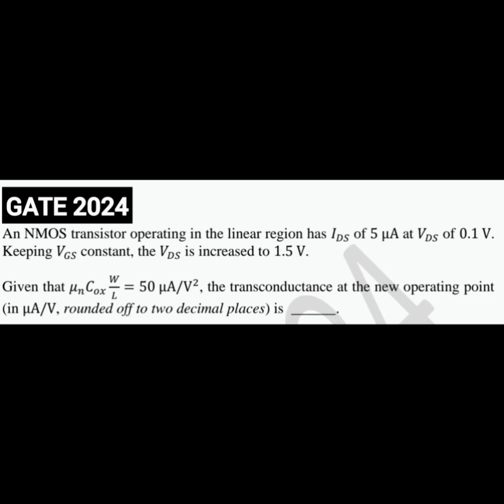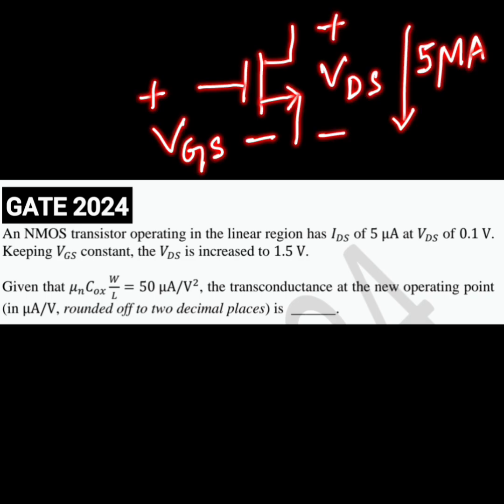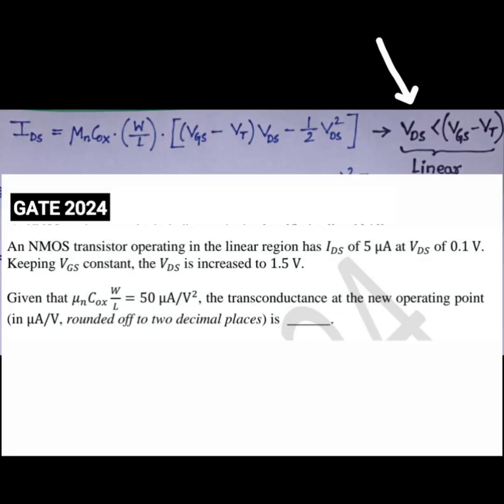Okay. So it is given that there is an NMOS transistor which is operating in the linear region and it has a current of 5 microampere. But here it is said that the VDS, the drain to source voltage of this MOSFET, is 0.1 volt. So here what does it mean? My VDS is lesser than the overdrive voltage. So what is the overdrive voltage? That is the difference between gate to source voltage and the threshold voltage.